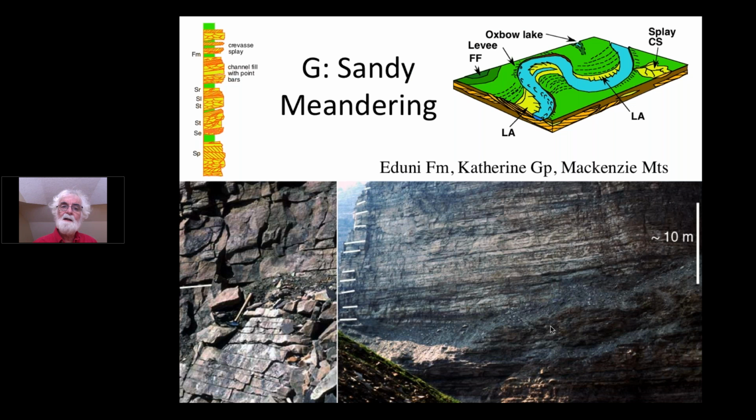Coming to another type, sandy meandering systems, there have been quite a few of these described so far, and in the modern systems, Phanerozoic systems, a lot of mud. In the Proterozoic systems, not so much. These are from Catherine Group in the Mackenzie Mountains, large scale, and the foresets on these are again characterized predominantly by upper flow regime planar lamination with current lineation.